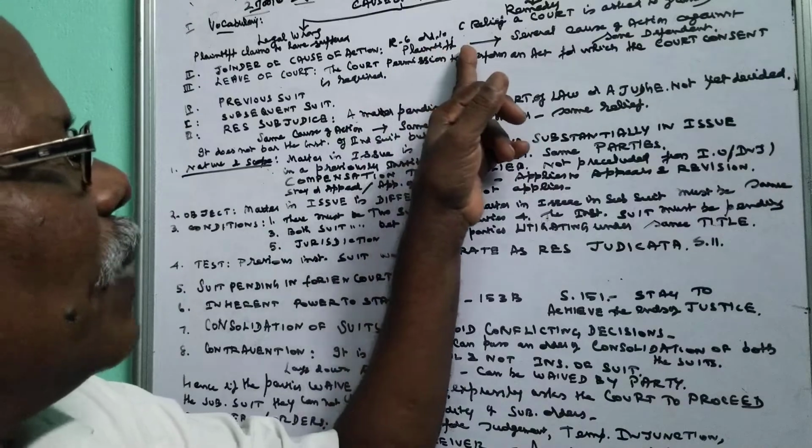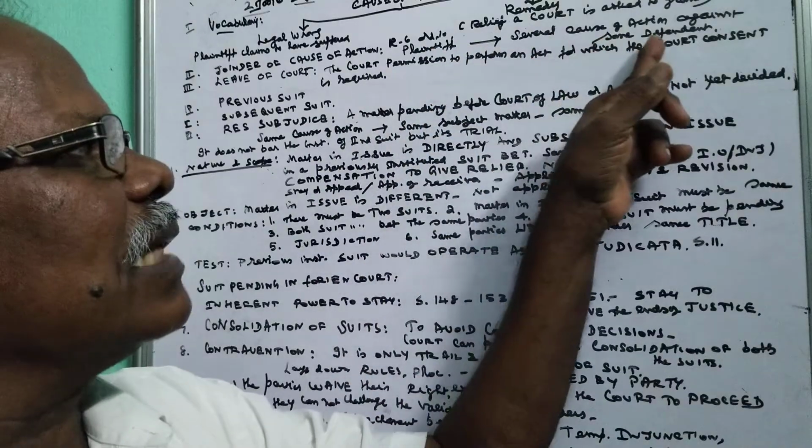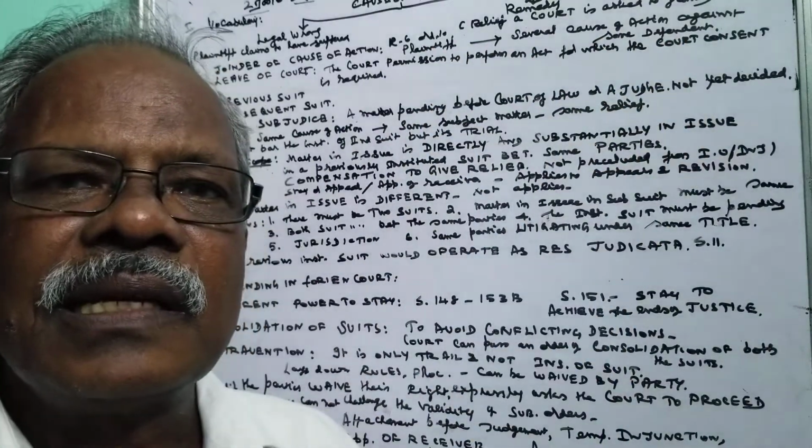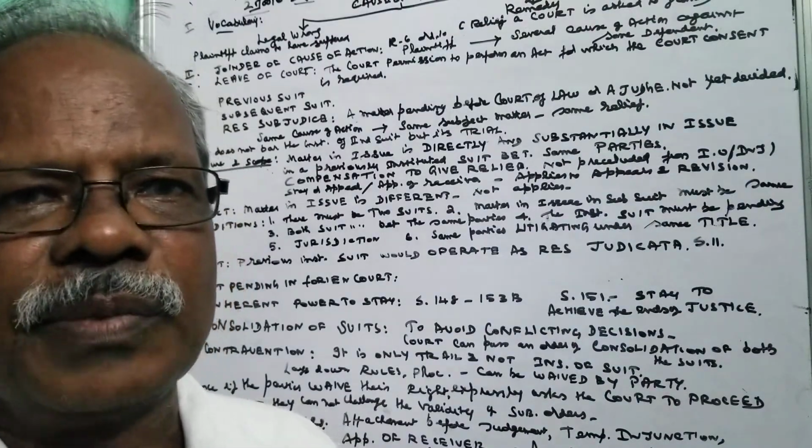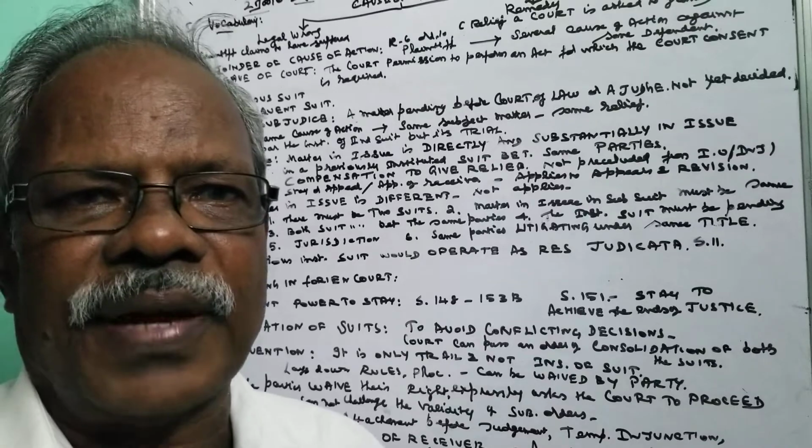And joinder of cause of action: the plaintiff has several causes of action against the same defendant. So the defendant may be the same but several causes of action will be there. This is called joinder of cause of action.